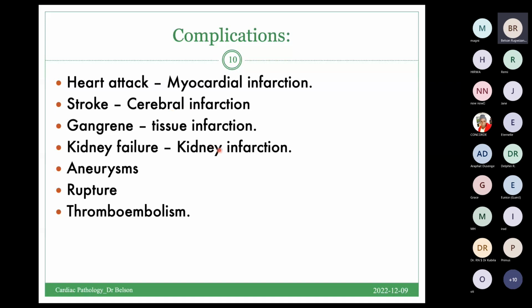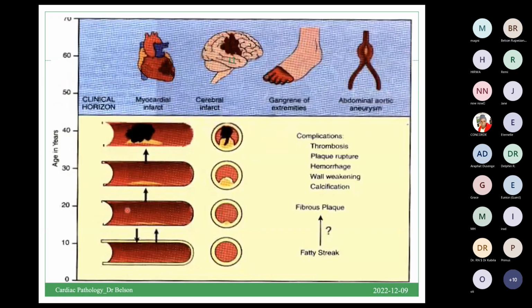If it happens to the kidney, it will of course cause kidney failure, because the kidney will no longer be able to do glomerular filtration. Other consequences are aneurysms. It means there is a weakening of the wall of a vessel somewhere, and it can become a complete rupture and a thromboembolism. So I think this is what we were explaining.